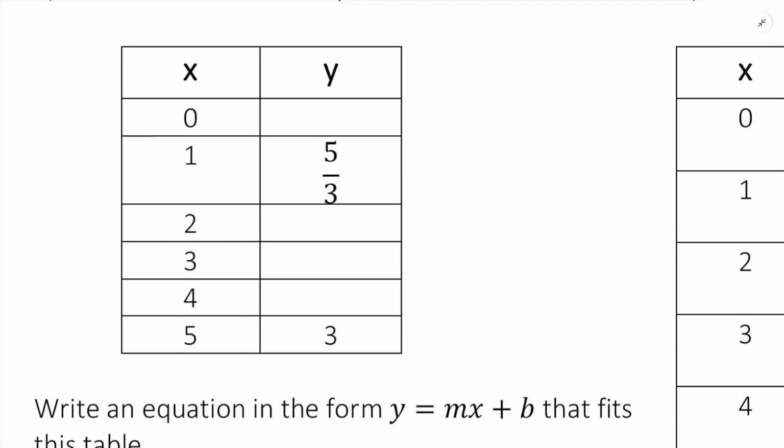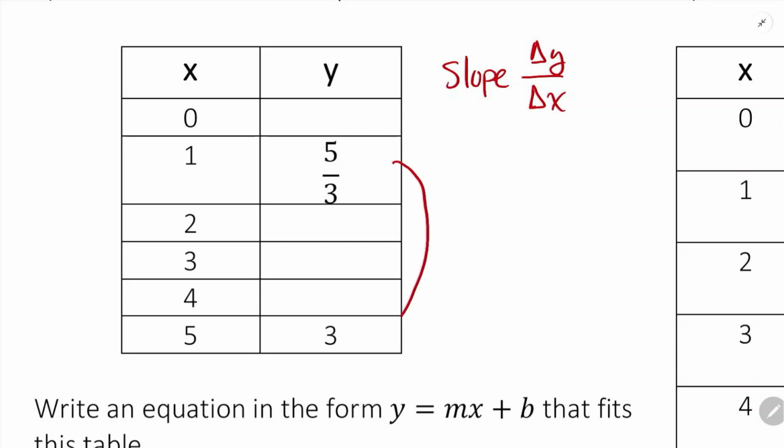Probably having the 5/3 here was a little bit intimidating, but what's happening is we have to figure out our slope, right? And remember that the slope for an arithmetic sequence is the same as a slope for a line, right? It's the amount that y changes, so we need to look at the change in the y values and divide that by the change in the x values.